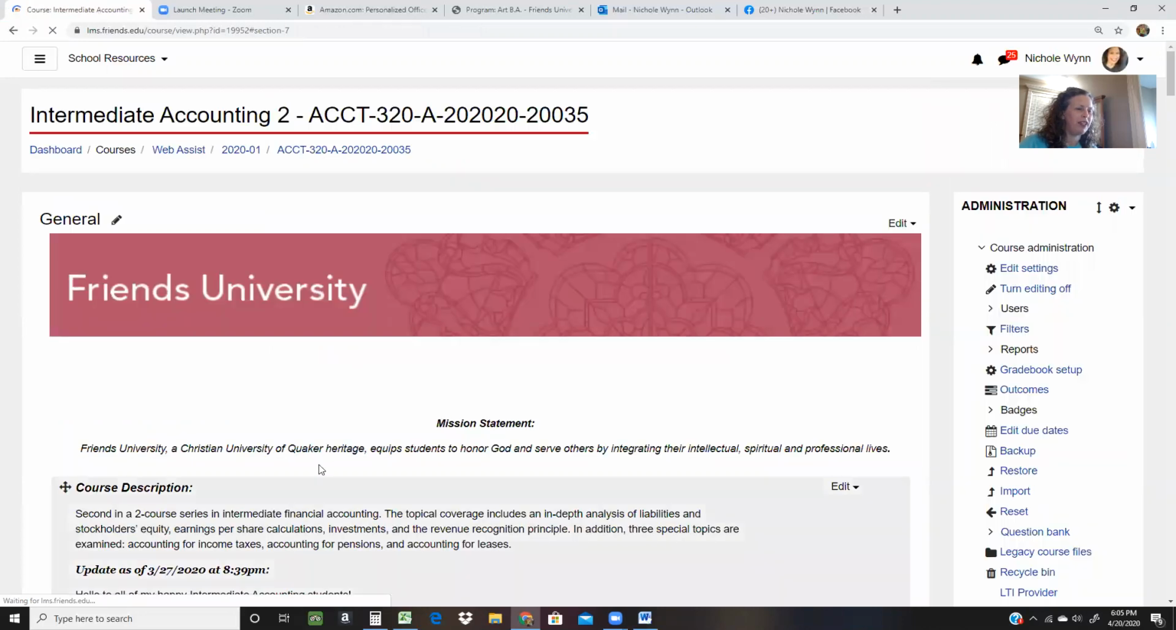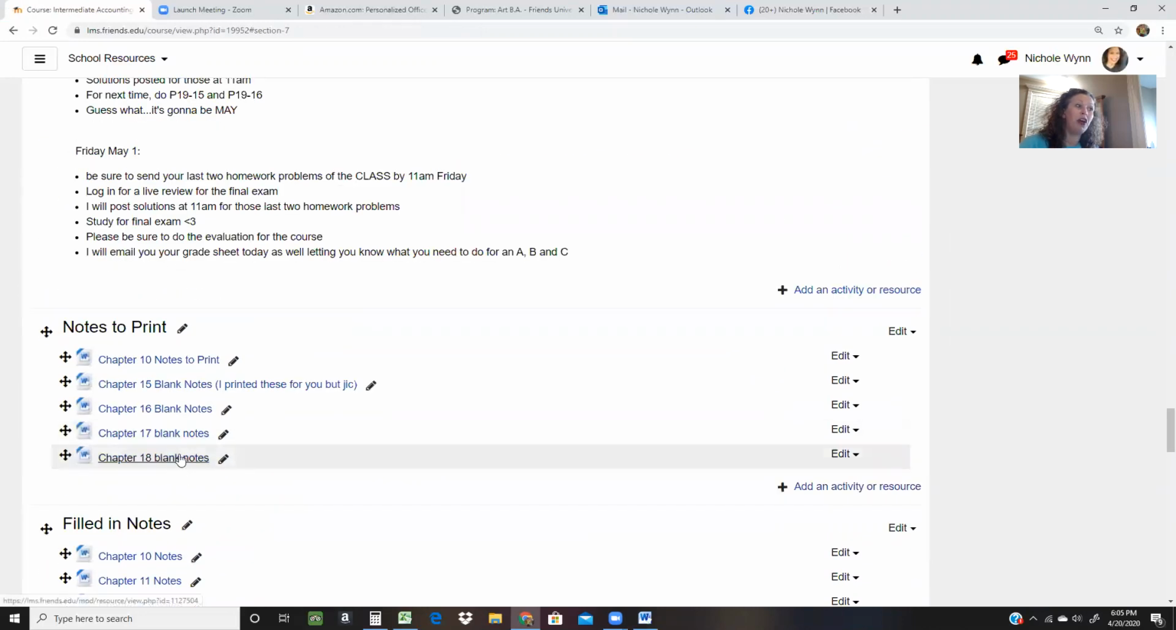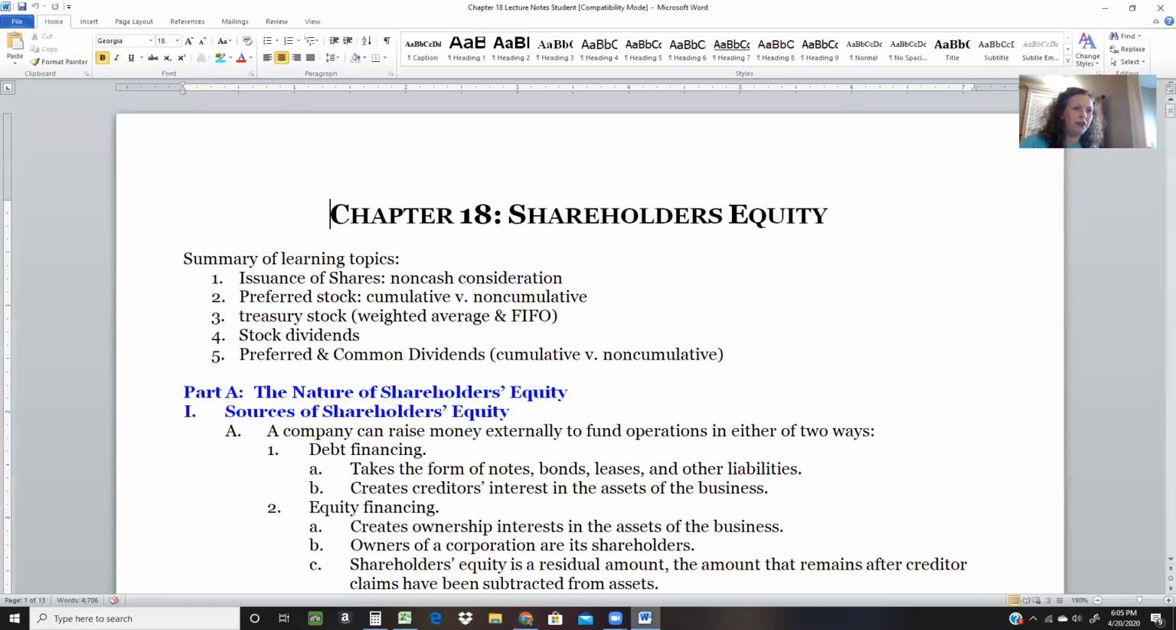so that those chapter 18 blank notes are there for you so that you guys can follow along with me. So let's go over here to our chapter 18 notes. This chapter is all about equity. So equity on the balance sheet is a section that includes in a corporation, common stock and retained earnings.